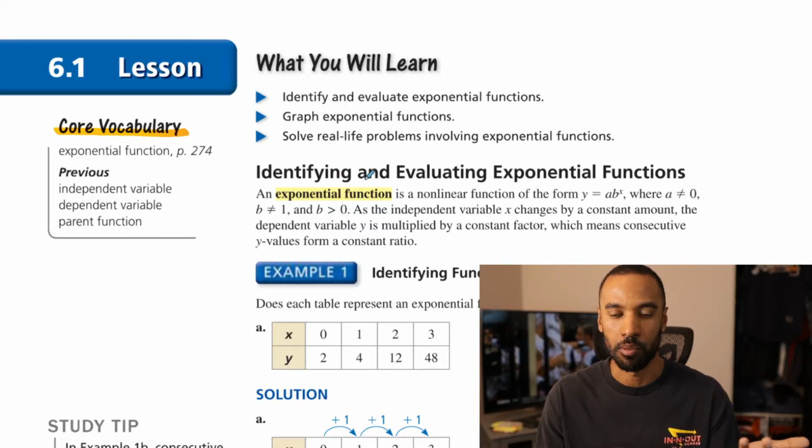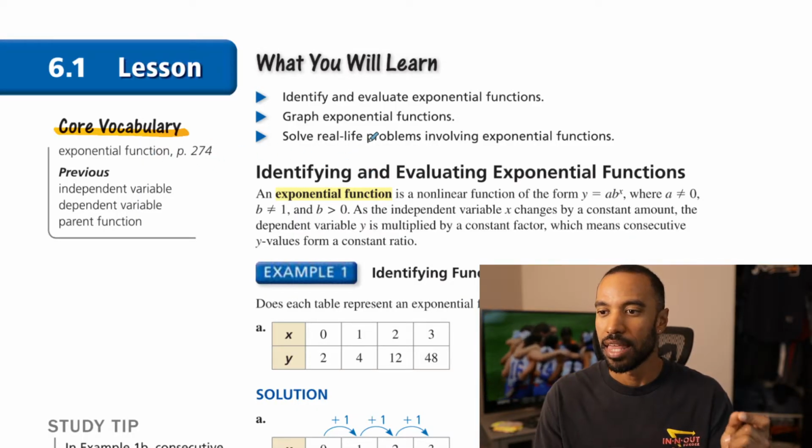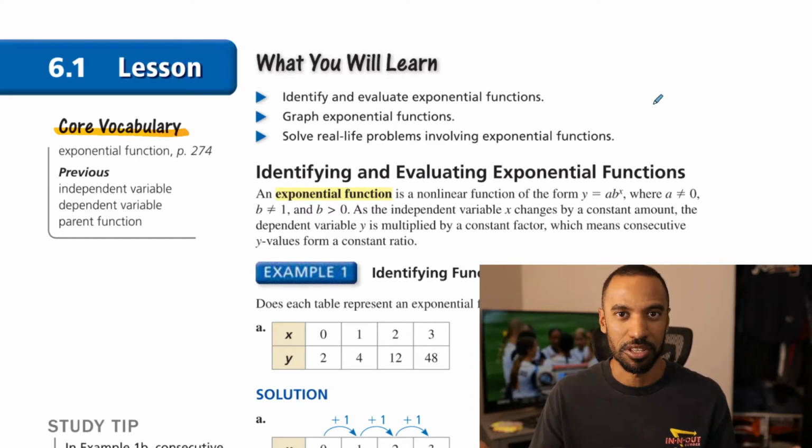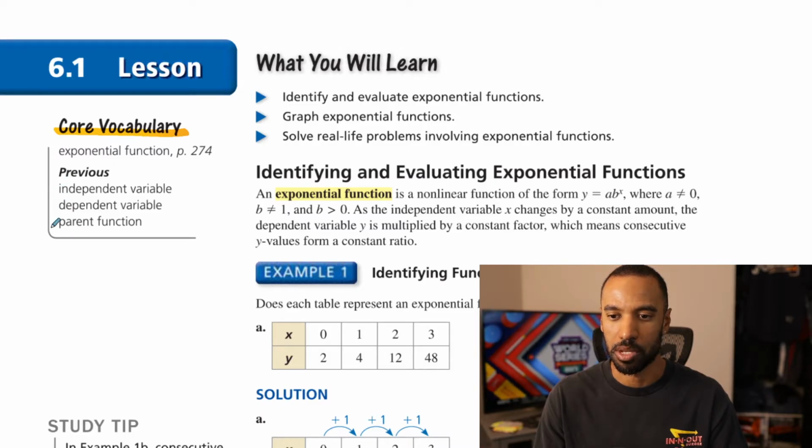But if they do them in IM1, just kind of be aware. And then solve real-life problems involving exponential functions. We got a word problem basis, and you can see that not everything is linear in real life. Exponential function is the brand new core vocabulary, as well as some old things here.